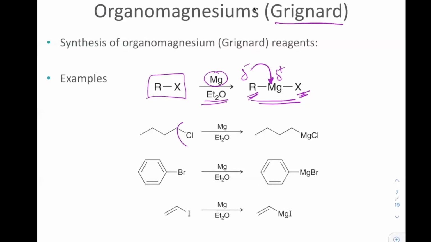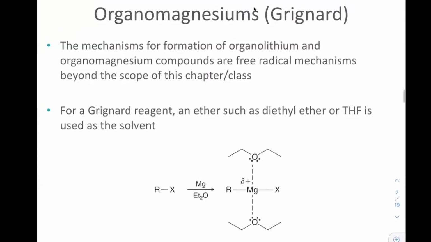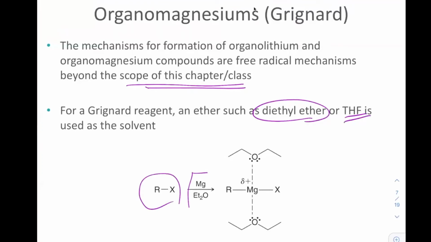We can do primary, we can do on the benzene ring, and we can do on a double bond. This looks very similar to what we saw with the organolithiums. So the mechanisms that we use to form organolithium and organomagnesiums are free radical mechanisms. So we will not be required to know the mechanism for the formation of a Grignard or an organolithium compound. For the Grignard reagent, we need diethyl ether or THF as the solvent. And so we have our alkyl halide with our magnesium and ether, and then we end up getting our Grignard reagent right here that's then also partially stabilized by these ether molecules.